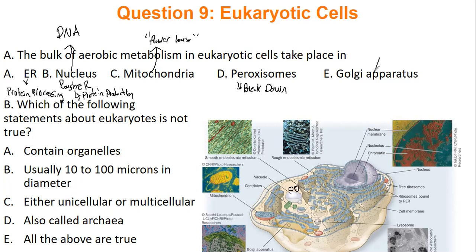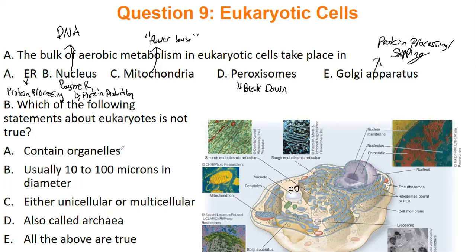Golgi apparatus, that is protein processing and shipping, right? Any protein that needs to go to the cell membrane, they have to go through the Golgi apparatus first. And we'll go into depth on that whole mechanism, how we go from ribosome to Golgi to cell membrane. So B, which of the following statements is true or is not true?